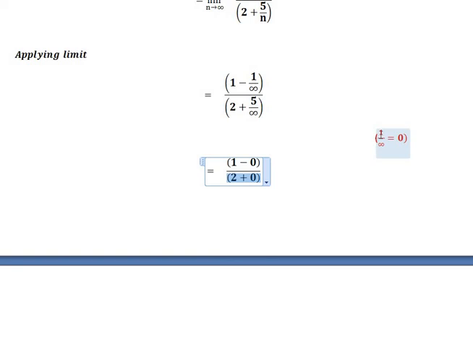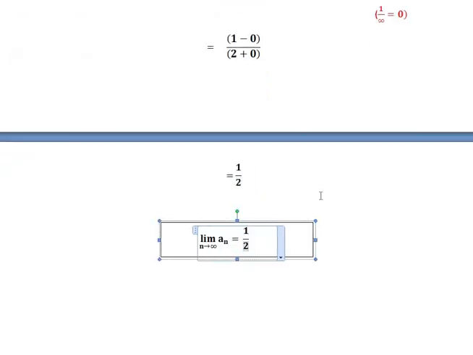Similarly, not only 1 over infinity equals 0, any number, just 1, 2, 3, 4, 5, divided by infinity equals 0. So similarly 5 over infinity equals 0 here. So 1 over 2 is the answer, we can say.